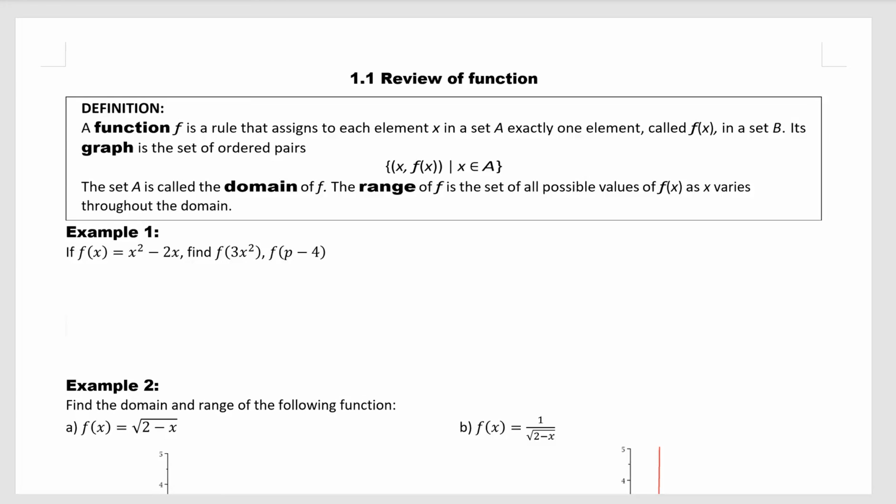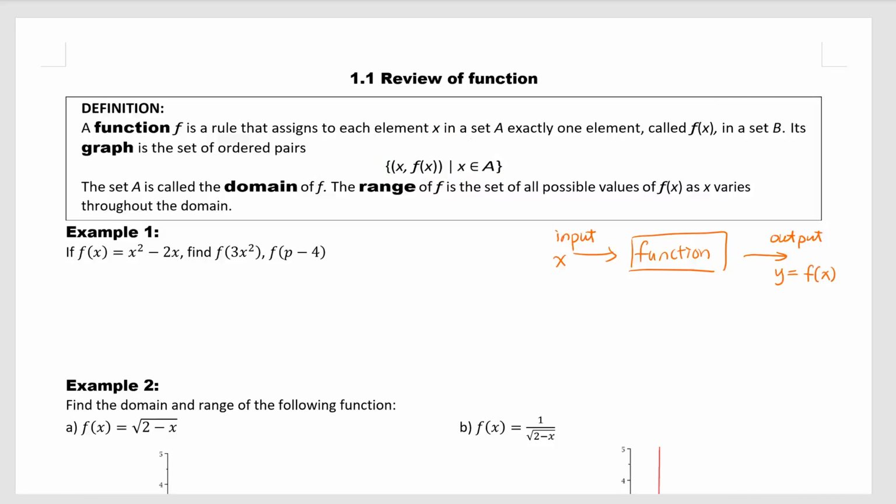Here is the definition. A function f is a rule that assigns to each element x in a set A exactly one element, which we call f of x. So a function is like a machine. We have some inputs, and we call the input x. And we have some outputs, and we call the output y. So the output is f of x. Okay? And the graph is the set of the ordered pairs x, comma f of x.